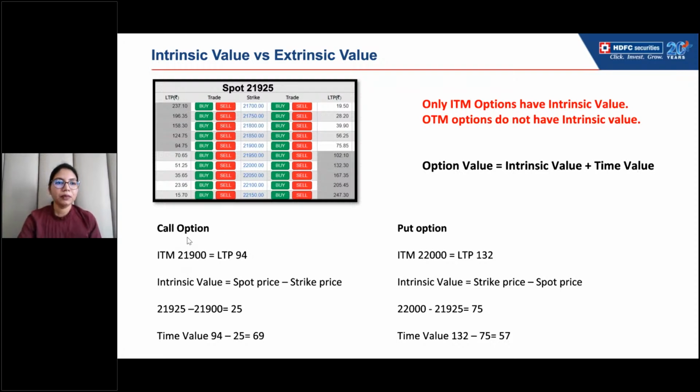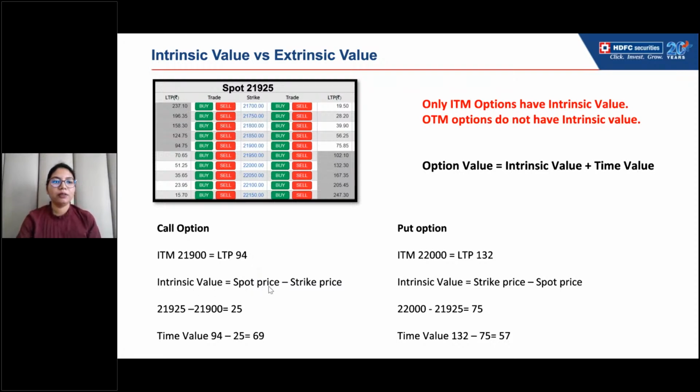So for example, we'll see an example of an intrinsic value. Okay, ये कॉल ऑप्शन है. कॉल ऑप्शन में हम लोग ने स्पॉट अभी हम लोग का चल रहा है 21,925. So we will see 21,900. ठीक है, so 21,900 का अभी करंट प्राइस क्या है? 94 रुपीज. तो 94 रुपीज में आपका इंट्रिंसिक वैल्यू कितना है और टाइम वैल्यू कितना है? ओके, दैट वी विल सी.